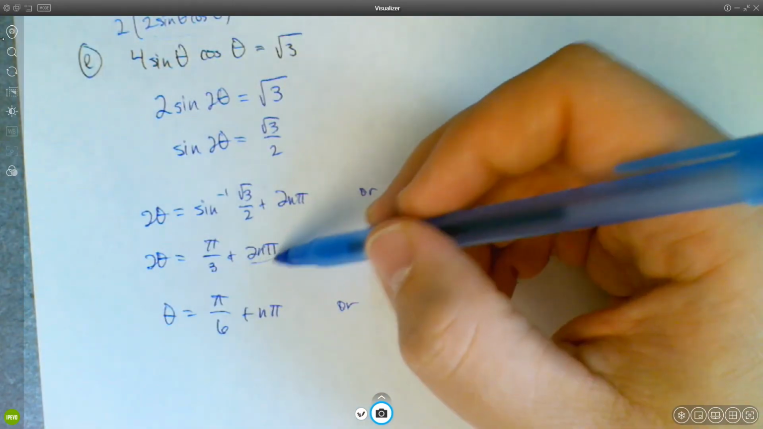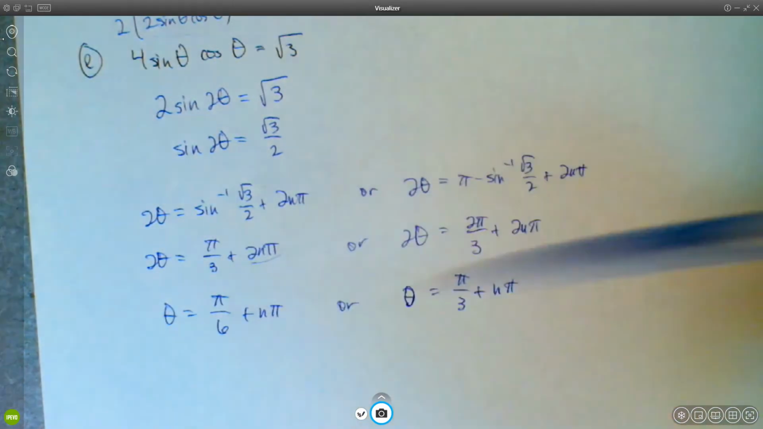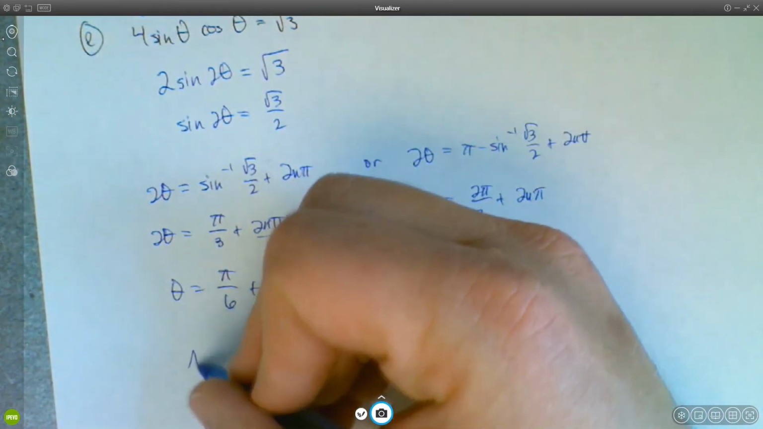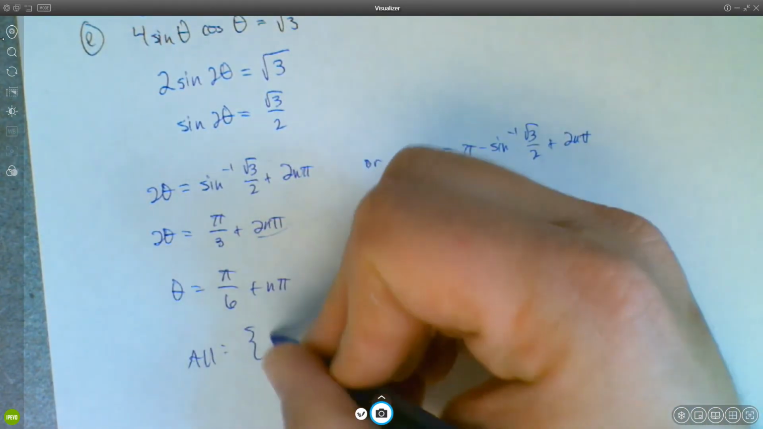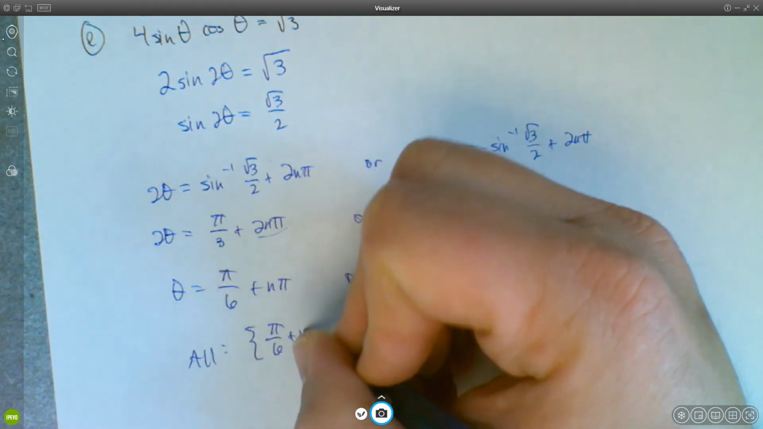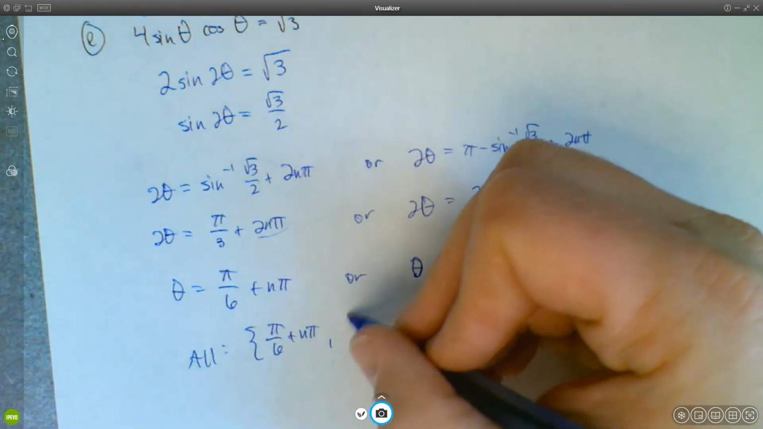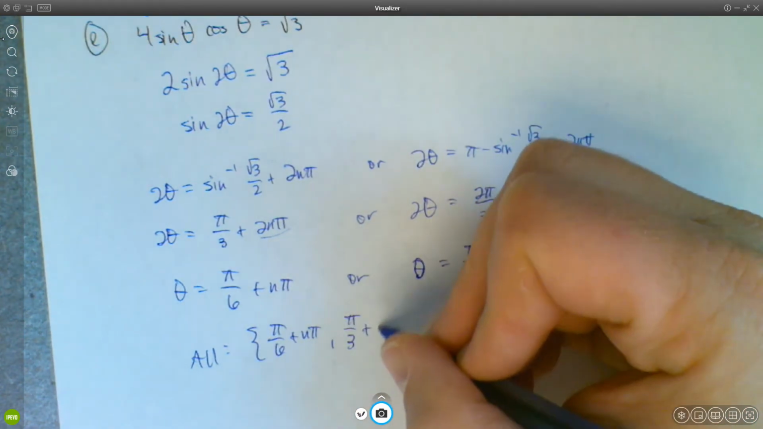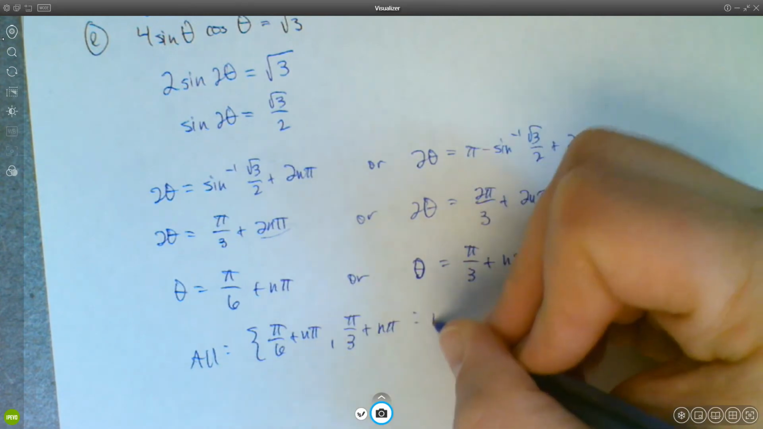Notice that I'm again dividing this term by the 2 to get the n pi. So if you wanted to list off all of the solutions, well, it would be pi over 6 plus n pi, and pi over 3 plus n pi, where n is an integer.